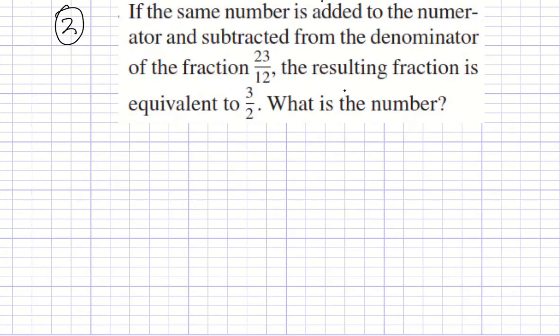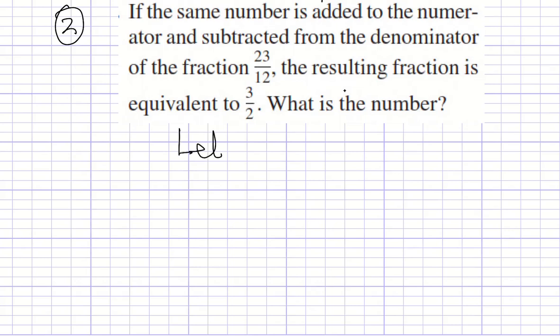Okay, here is problem number 2. It said this: if the same number is added to the numerator and subtracted from the denominator of the fraction 23 over 12, the resulting fraction is equivalent to 3 over 2. What is the number? You see what I told you, man? They're playing with the fraction. They subtract here, divide there. That's all. So basically, the same pattern. See, the same thing I've been telling you. You just read it and understand it.